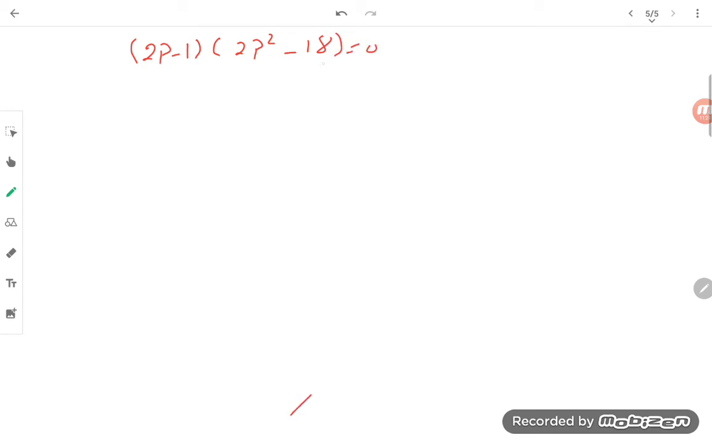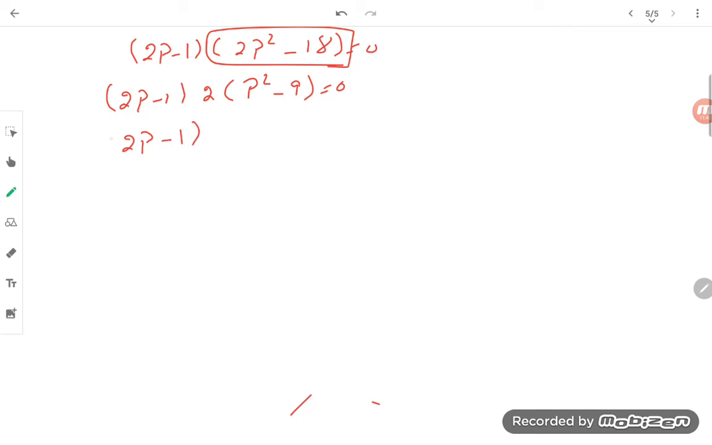Now using factorization, we are going to simplify this bracket. It will be 2b minus 1 multiplied by, we are going to take 2 as a common factor, 2b squared minus 9 equals 0. Now we can factorize this bracket as well to be 2b minus 1 multiplied by 2 multiplied by two different brackets, b minus 3, b plus 3 equals 0.